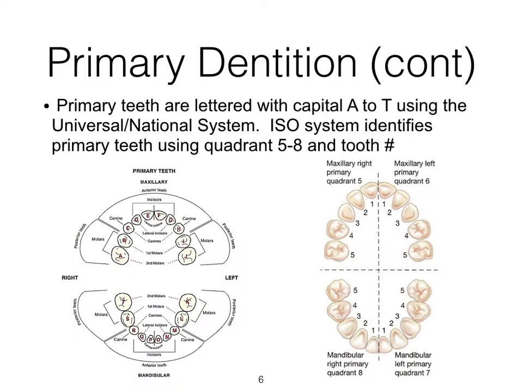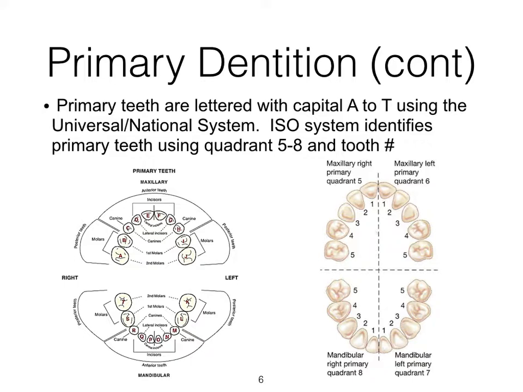Primary dentition uses a letter system, capital A through T, in the Universal National System, and with the FDI and ISO, it'll use quadrants, so quadrants 5 through 8 and the tooth number. For example, the maxillary right quadrant would be quadrant 5, and the second molar would be tooth number 5, so that tooth would be 55. The first molar would be 54. The canine would be 53, and so on.